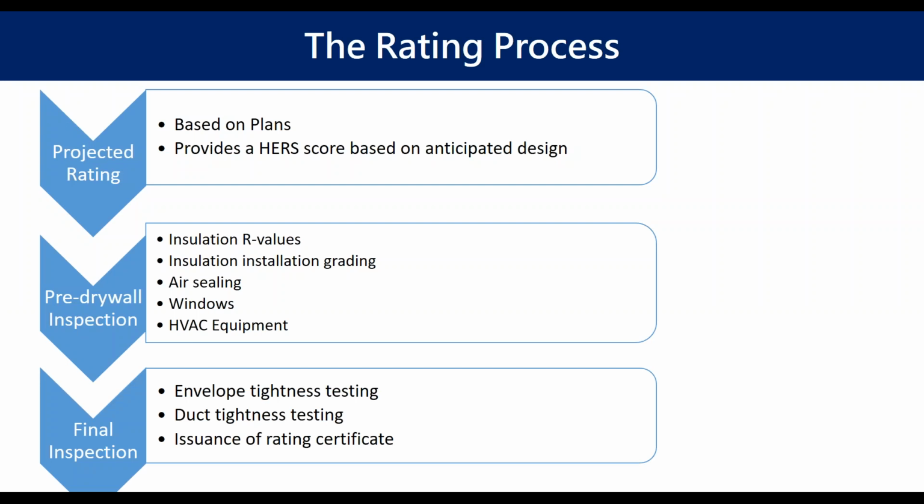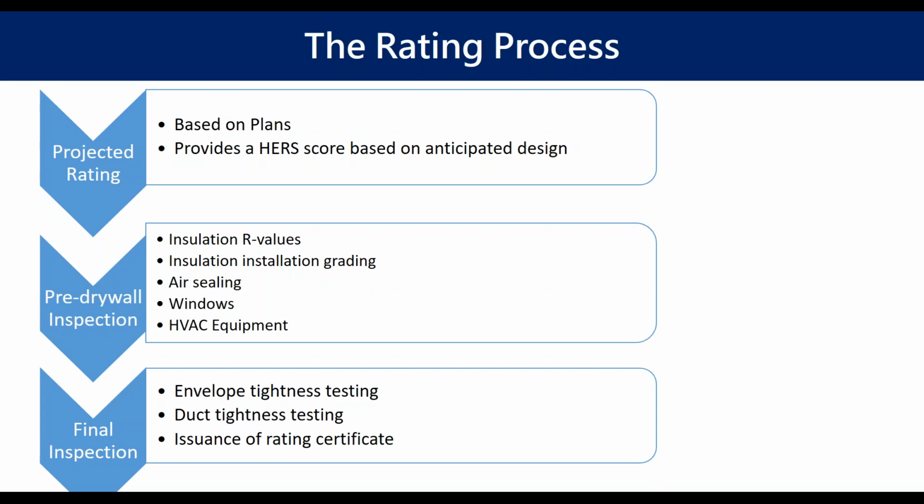As far as the rating process goes, there's really three main components. The first one is the projected rating. Again, it's going to be based on your plans. It provides a HERS score that's based on the anticipated design of that home. The second one is your pre-drywall inspection, which looks at your insulation, grades the insulation installation, air sealing, windows, and HVAC equipment. And then you get to the end and you have your final inspection.